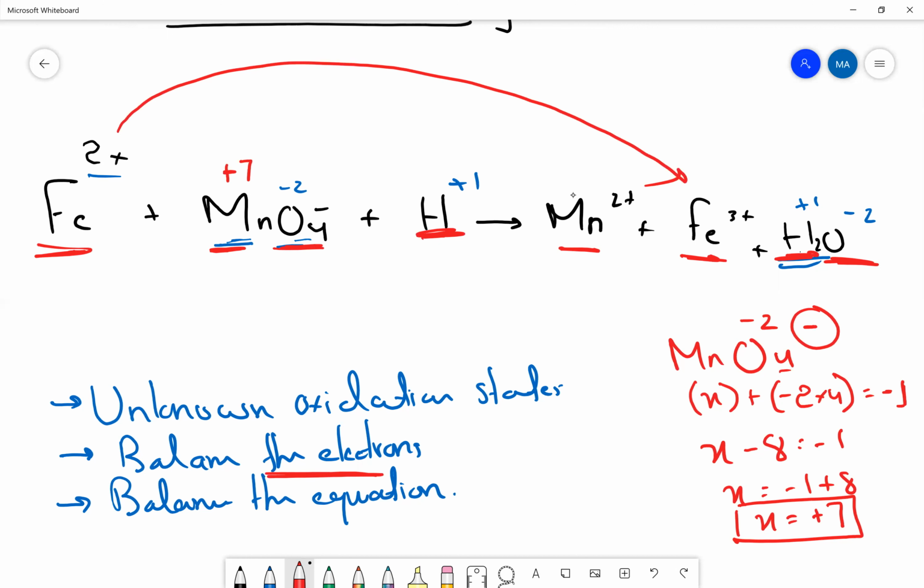Both of the irons and both of the manganese ions. Okay, now look at the irons. Iron is +2 here and iron is +3 here. If your oxidation state is going from +2 to +3, what does it mean? This is an increase in oxidation state, right? And oxidation is loss of electrons and increase in oxidation state, right?